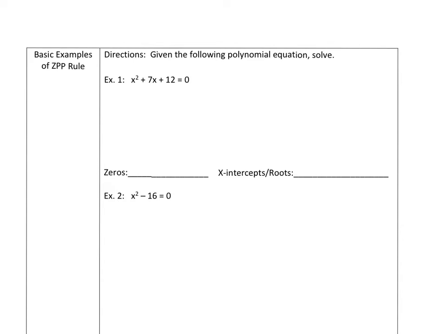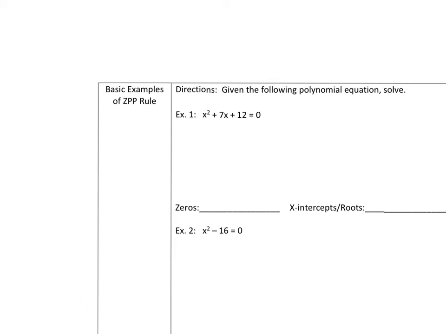So the number one goal, and we're going to put this off to the side with the ZPP rule, is this: you must have your polynomial set equal to 0. So step 1 is you must have the polynomial set equal to 0. That is first and foremost. You cannot factor something unless it's set equal to 0. And then step 2 after you do that is you're going to try to factor whatever you can. From there we'll talk about this as we go through this process.